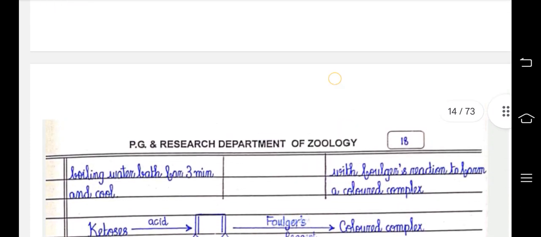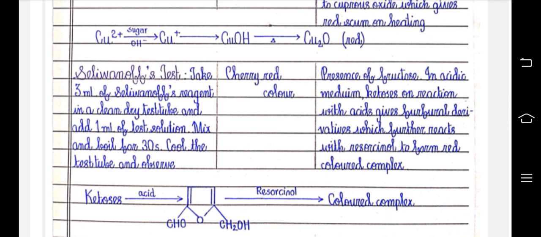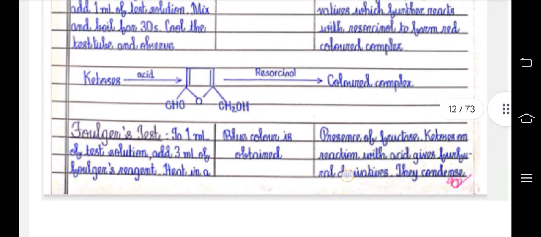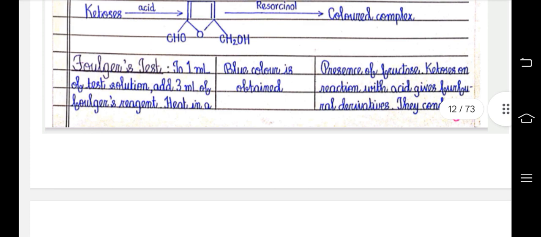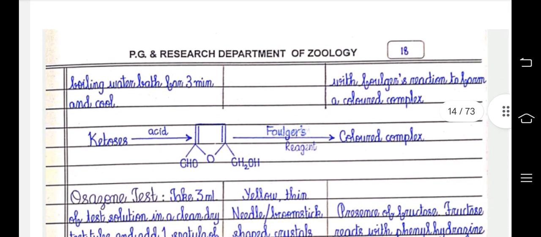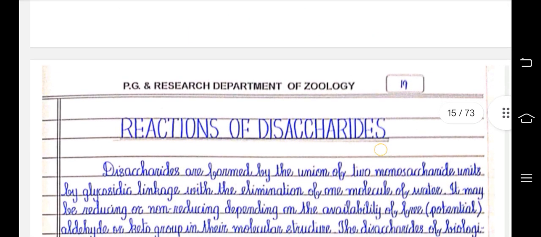So remember, Seliwanoff's test we just exclusively perform for fructose. Take Seliwanoff's reagent 3 ml and add the test solution of fructose. Boil. You could see cherry red color. That indicates presence of fructose. Then a Fehling's test is performed if we need to do that. We won't be performing that, but still we will be learning about it. Okay, then fructose is formed.